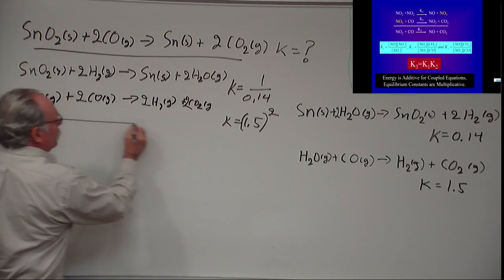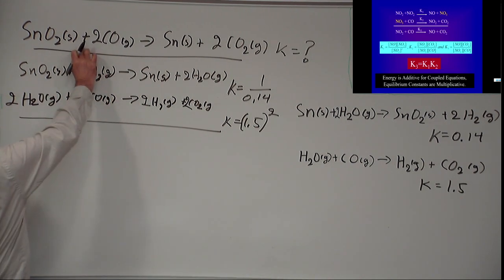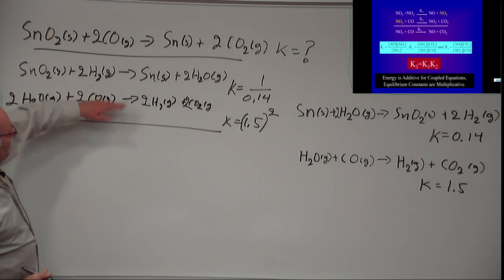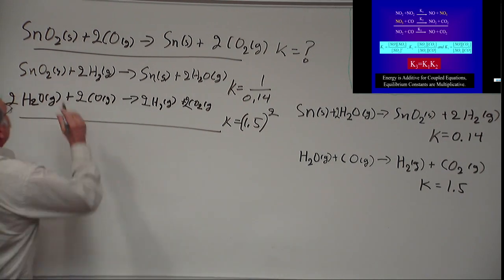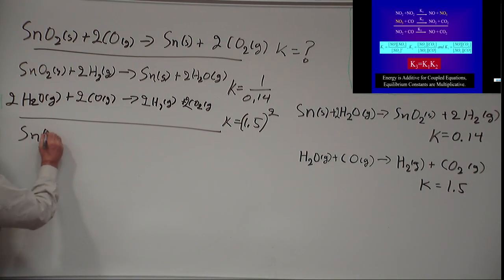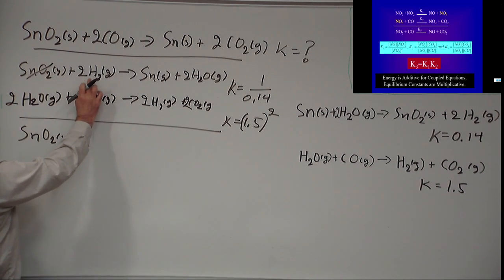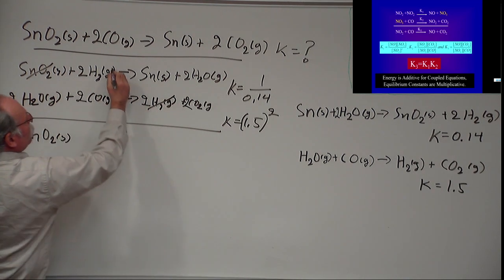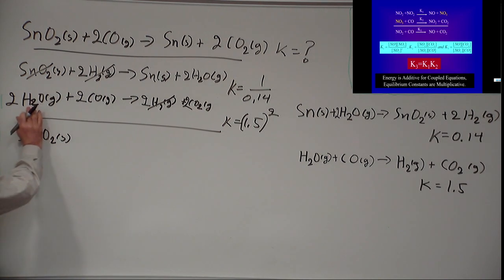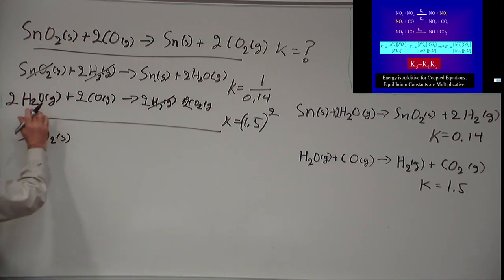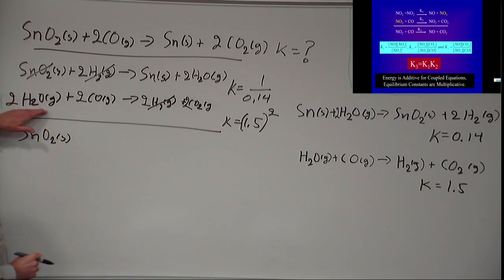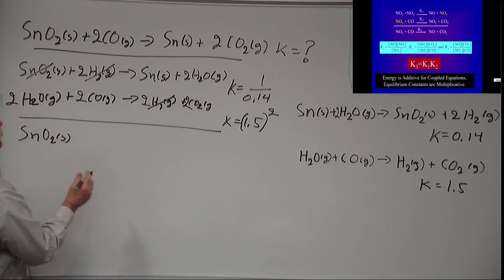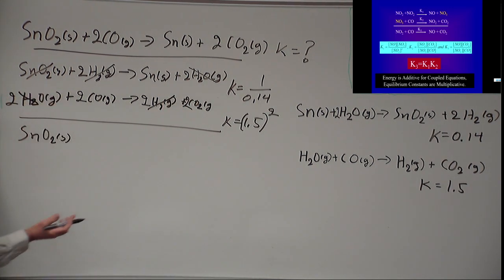Okay, now I want to add my two coupled equations to come up with the equation that I want the K for. And if this equation plus this equation equals this, then this K is equal to this times this. So I start off with the SnO2 as a solid, and I like to mark them off. Now I have 2H2. Notice that H2 was a reactant here and a product here, so it cancels. Now I have my H2O. Notice it was a product here and a reactant here, so it cancels. And incidentally, here it's in the numerator of the equilibrium constant. Here it's in the denominator of the equilibrium constant. When I multiply them, they cancel because they're over on top of each other.